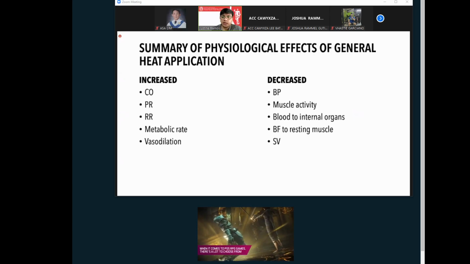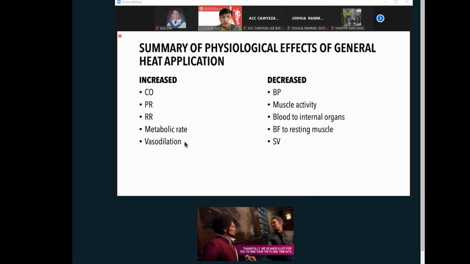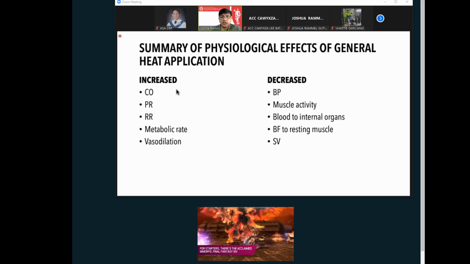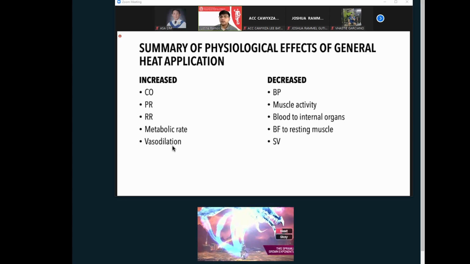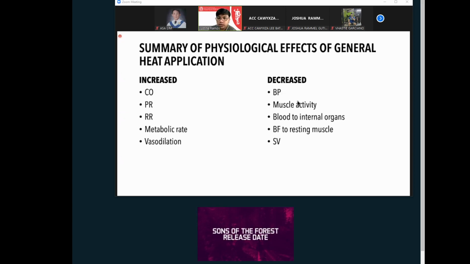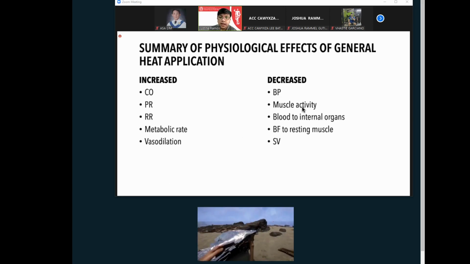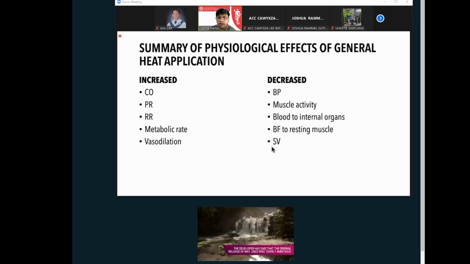So, in summary, in terms of the physical or the physiological effects of general heat application, so there is an increase in cardiac output, increase in pulse rate, respiratory rate, metabolic rate, and vasodilation after local heat or generalized heat application. Okay, and decreased blood pressure, muscle activity. So that's why it relaxes your spastic muscle, those muscles that get into spasm, increases the blood towards the internal organs, increasing the blood flow towards the resting muscle and your stroke volume. Okay.